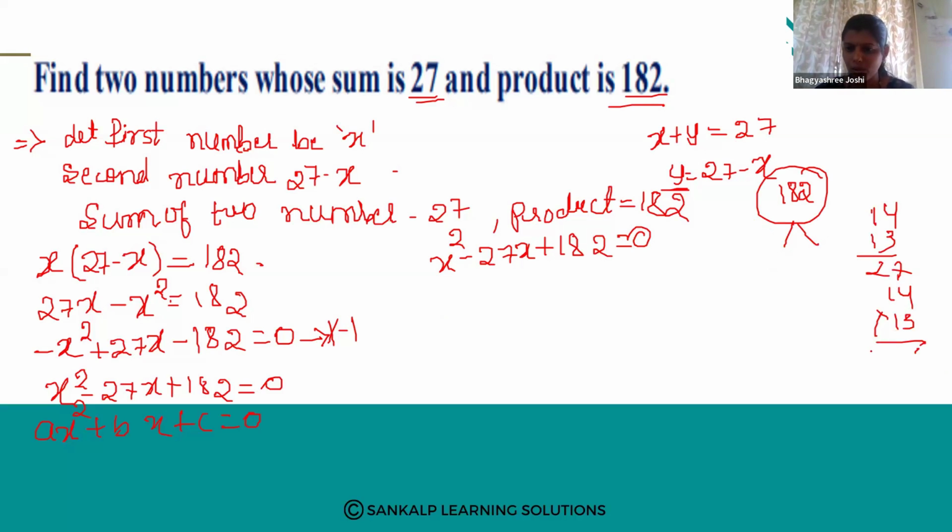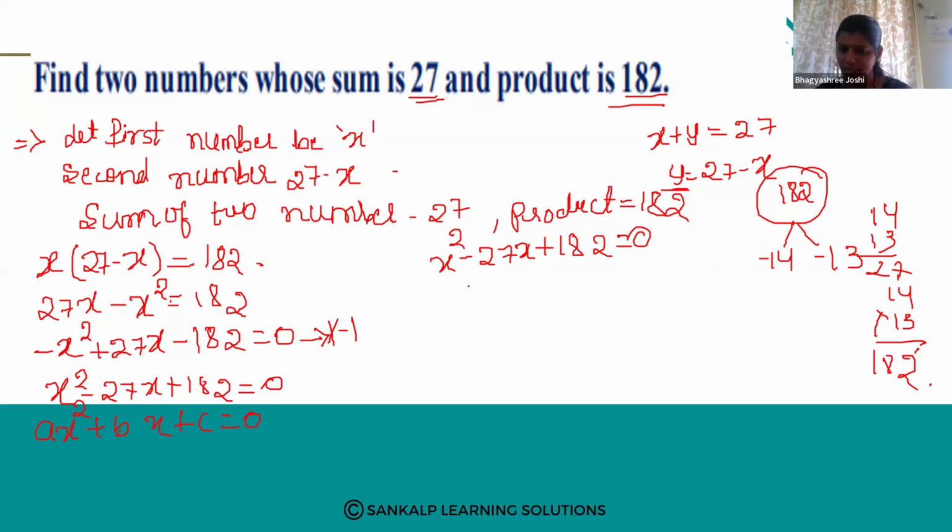Okay. So 182. Now, here I want minus. So for that, minus 14 minus 13. Minus 14 minus 13 is minus 27. Minus 14 into minus 13, minus into minus is plus.